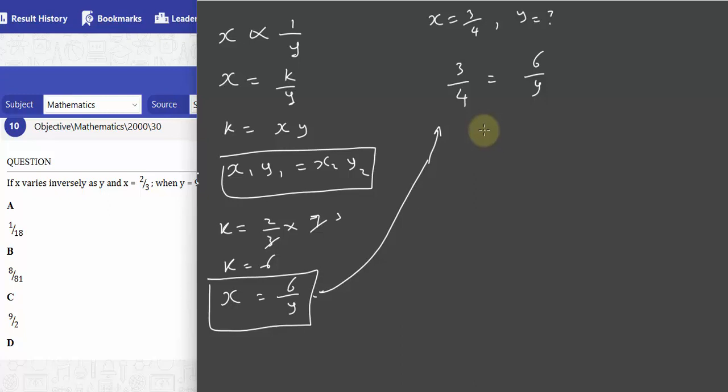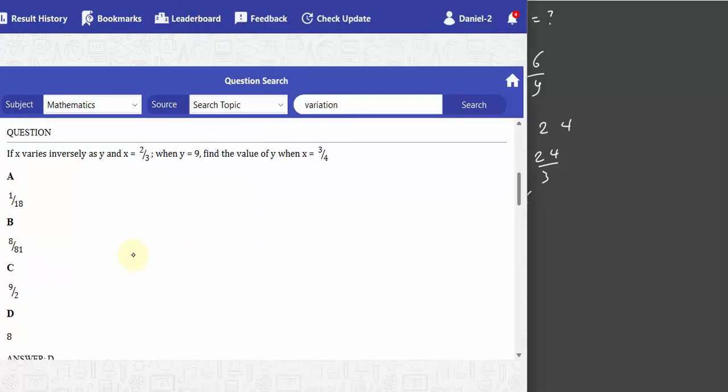Let's cross multiply. That gives 3y equals 24, that's 6 times 4. Then y is equal to 24 over 3, so y is equal to 8. So the value of y is equal to 8. So the right option here is option D.